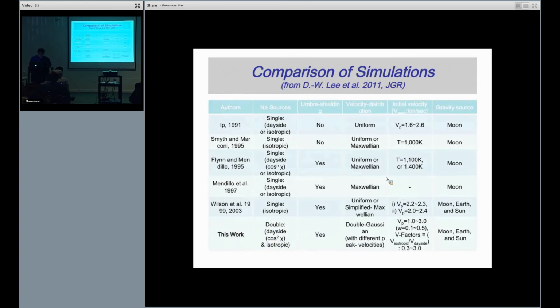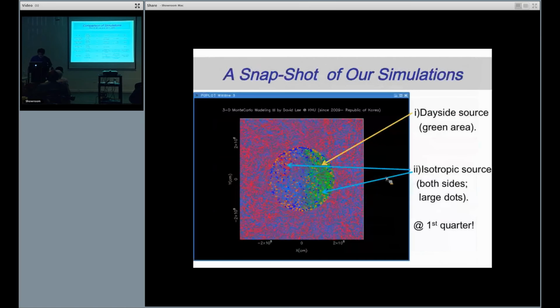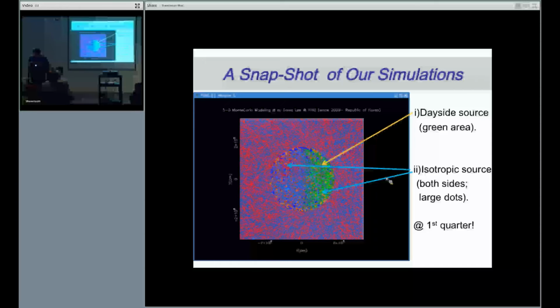So here is a brief comparison of my simulation with previous simulations, and we actually made a wide range of free parameter space searches. Here is a snapshot of my simulation. We can see that the dayside source is happening on the green area, and isotropic bombardment by the micrometeoroids is happening on the whole 3D lunar surface. The blue and red dots represent their receding or approaching velocities. This is for the case of first quarter.